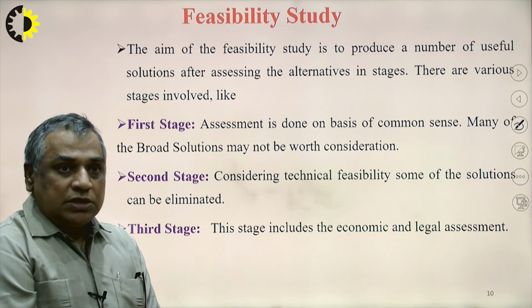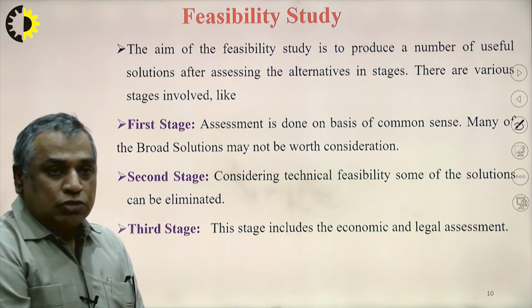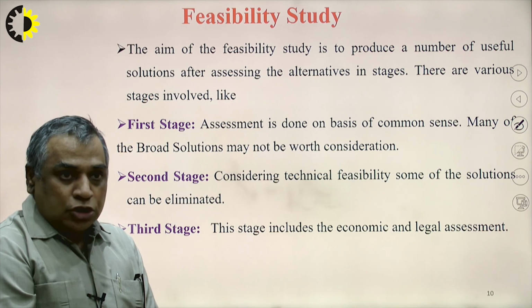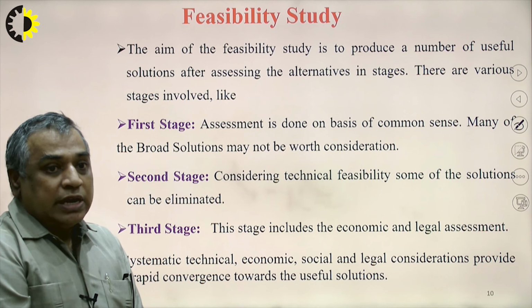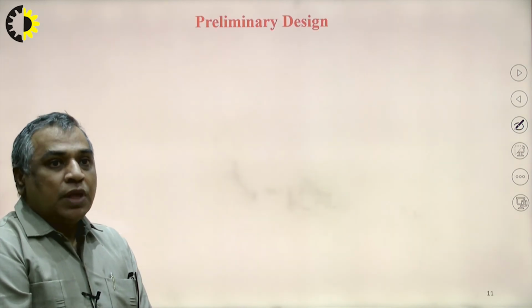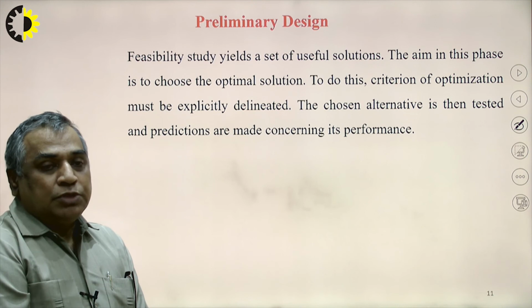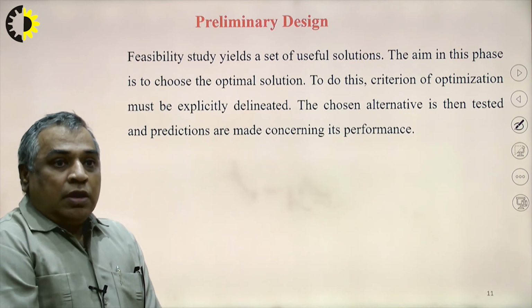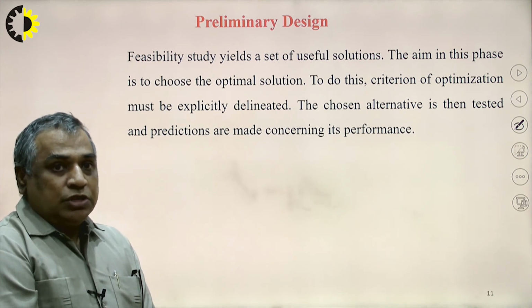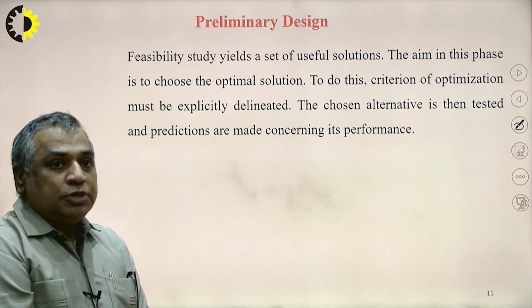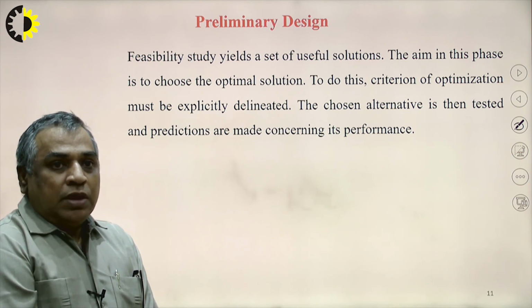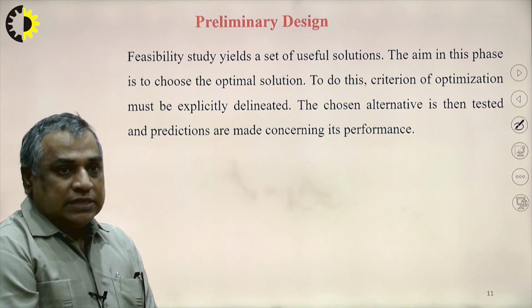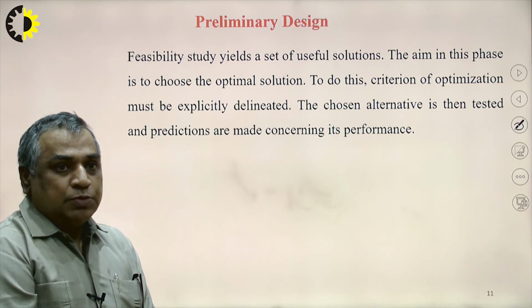After the feasibility study, some of the solutions from the broad solutions will be eliminated automatically, and systematic technical, economic, social and legal considerations provide a rapid convergence towards the useful solutions. Then we obtain the preliminary design after the feasibility study. The feasibility study yields a set of useful solutions. The aim in this phase is to choose the optimal solution, the best possible solution. To do this, the criterion of optimization must be explicitly delineated. The chosen alternative is then tested and predictions are made concerning its performance.